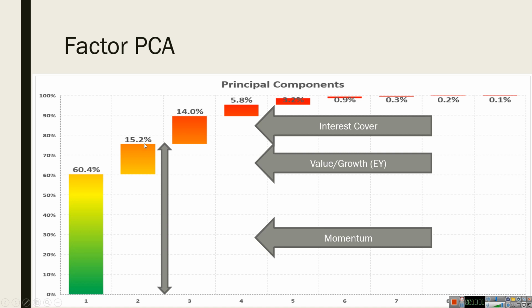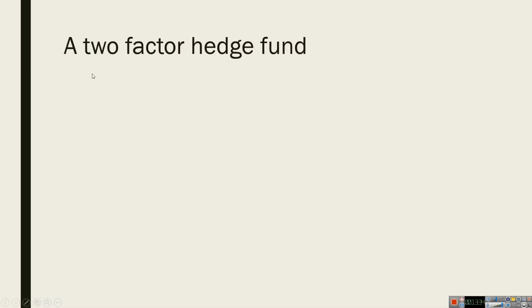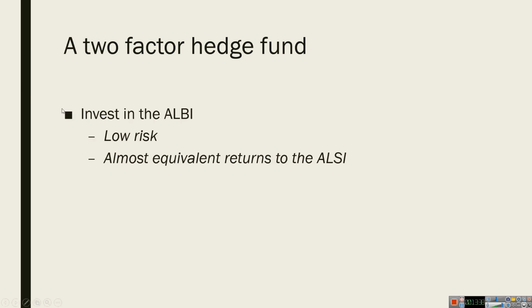Now, our idea was to actually, because we saw that the all bond index did pretty well, invest in the all bond index. We're going to put our money there because it's low risk and its returns are not that different from the all share index. I showed you earlier that the market beat this by about 1% per annum over the last 30 years. So it's maybe a good low risk place to start.